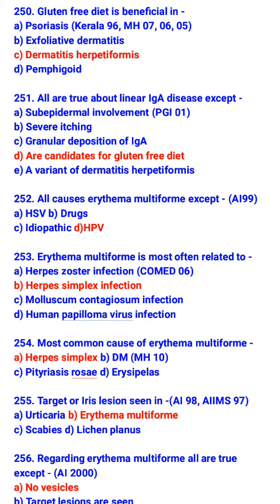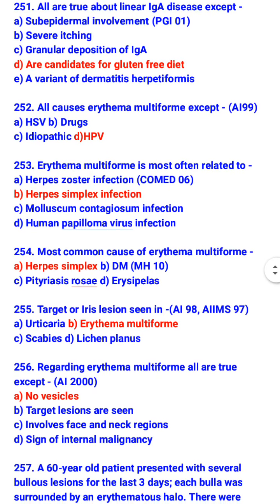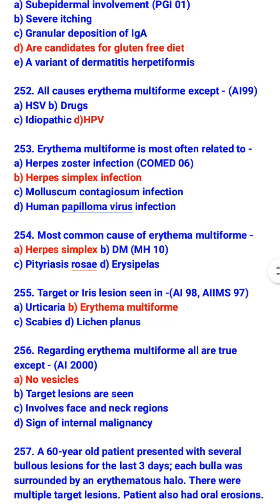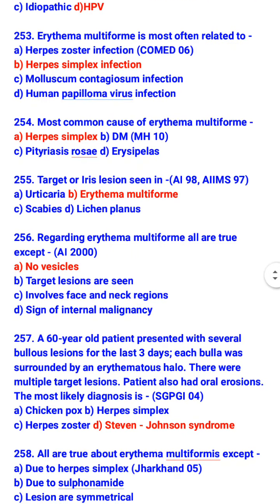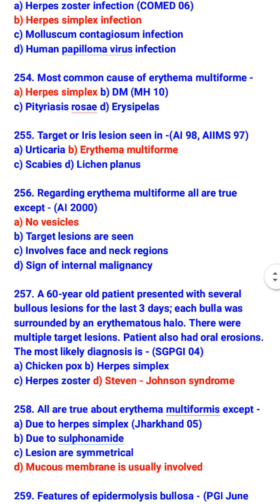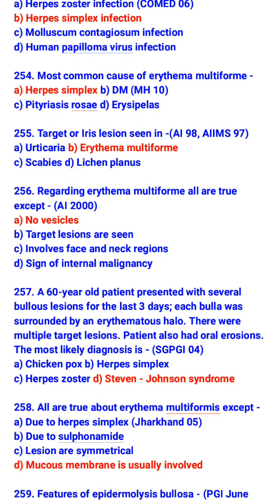All cause erythema multiforme except HPV. So erythema multiforme is caused by HSV, drugs, or is idiopathic. Erythema multiforme is most often related to herpes simplex infection. The most common cause of erythema multiforme is herpes simplex. Target or iris lesions are seen in erythema multiforme. Regarding erythema multiforme, all are true except that there will be no vesicle; that is false.